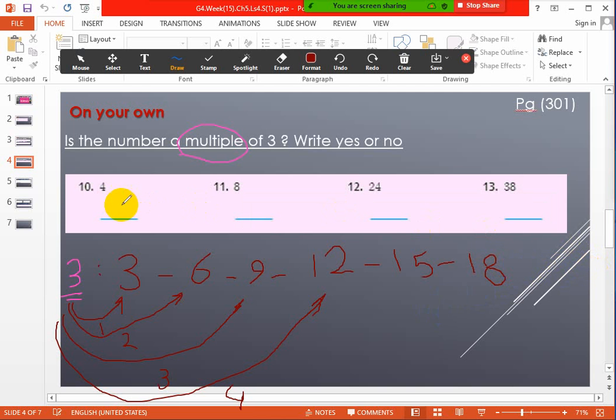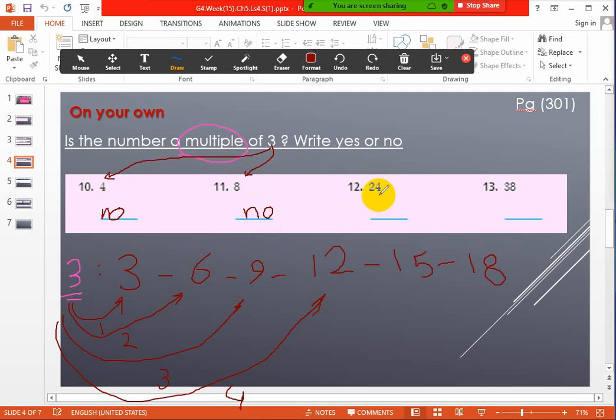Okay. Now, let's start with the first one. Number 10, sorry. 4 is a multiple of 3. Can you find any number that, if you multiply it by 3, it will be 4? Did you have any number? No. The answer is no. Now, what about 8? Is there any number that, if you multiply it by 3, it will be 8? No. I don't have any number. So the answer is no.